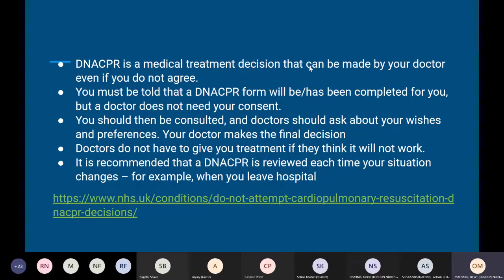So there's a really good website. It's just the NHS website, but it has explanations of all these things, which is where I got all this information from. So it's quite a good resource.